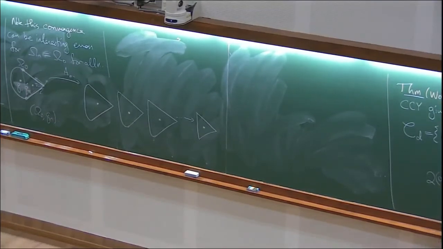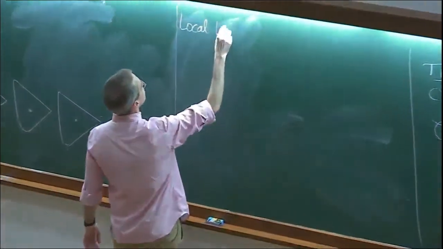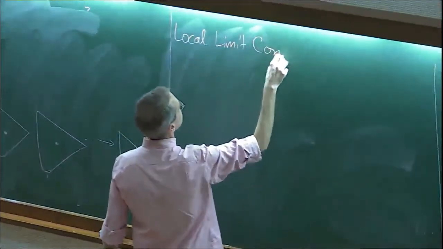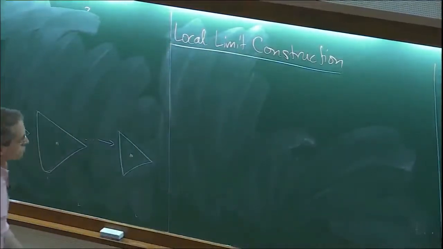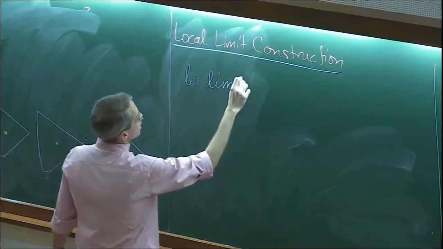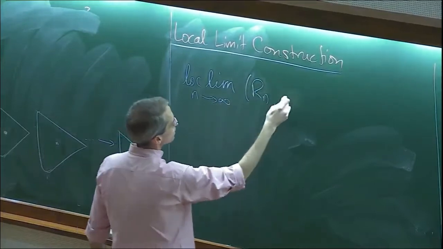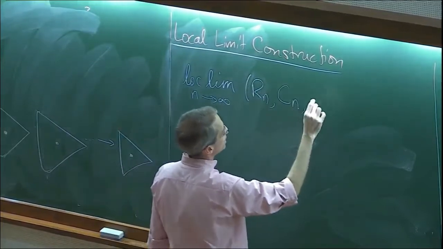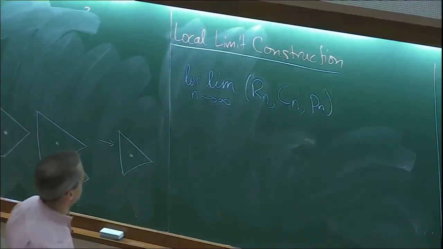Okay, so I did one of the two things I promised. I told you about the top arrow. Now let me tell you about this local limit construction. What is it? The local limit as n goes to infinity of a sequence of Riemann surface, cubic differential, and base point, which I'm calling the Pn.